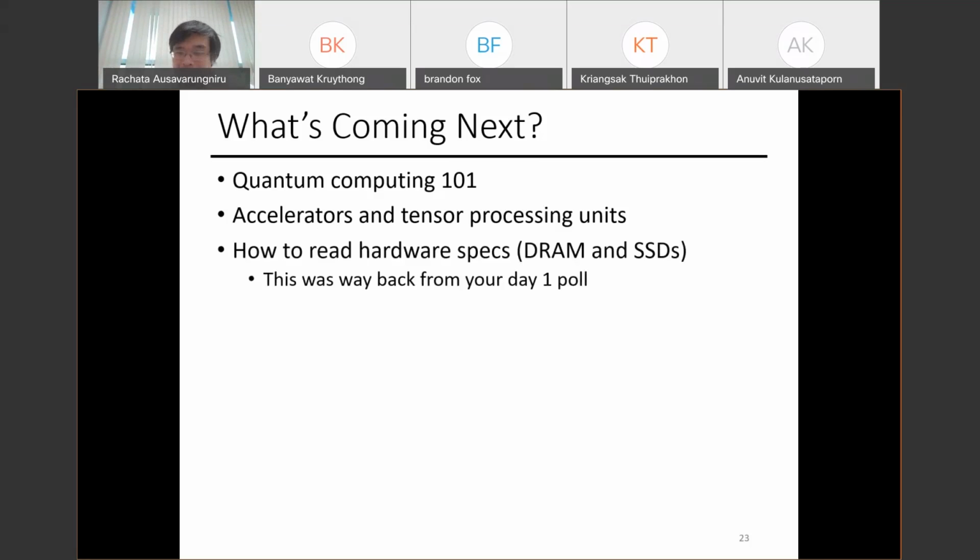This is a question back from the poll that we had in the first class, right? How to read the hardware specification. I'll probably squeeze it in on Wednesday. Basically, when you buy DRAM, when you buy an SSD, what does it mean? How many of you buy an SSD and see things like SLC, MLC, TLC? Anyone seen those before?